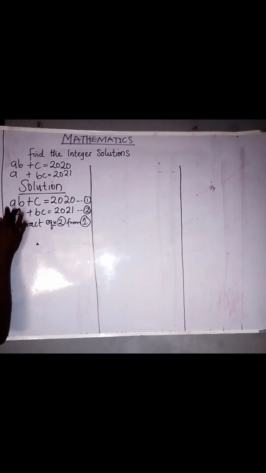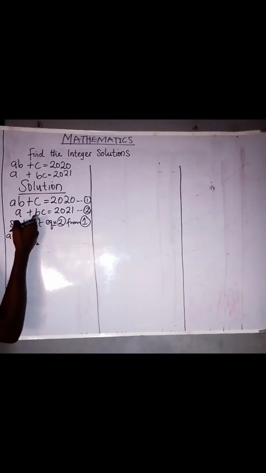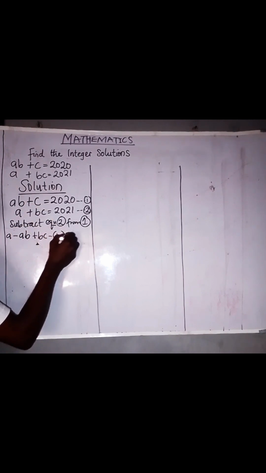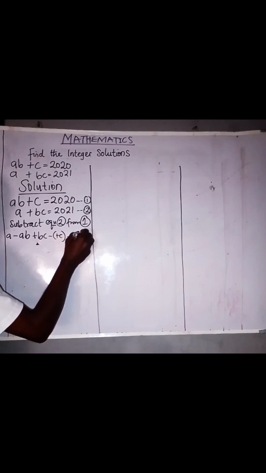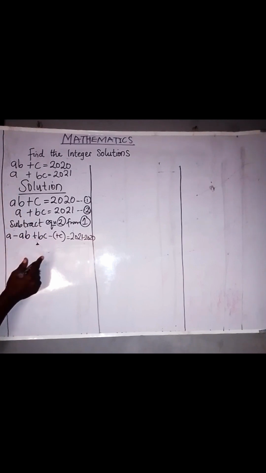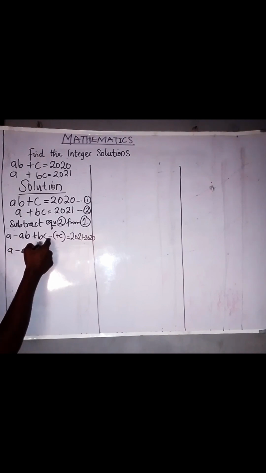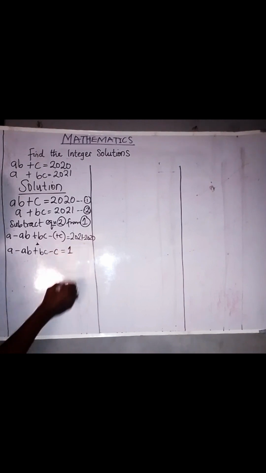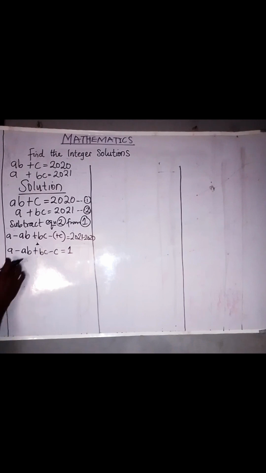So we have a minus ab, plus bc, minus c, equal to 2021 minus 2020. Subtracting equation 2 from 1, we have a minus ab plus bc, then plus times minus gives us minus c, equal to 2021 minus 2020, which is 1. So I have this after subtracting equation 2 from 1.